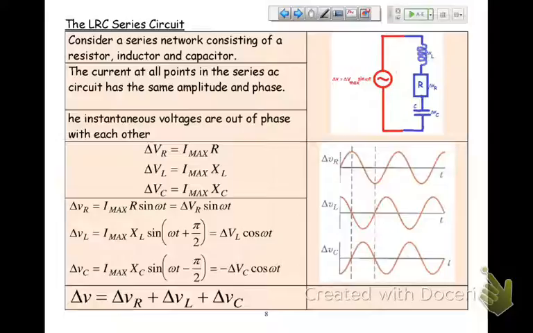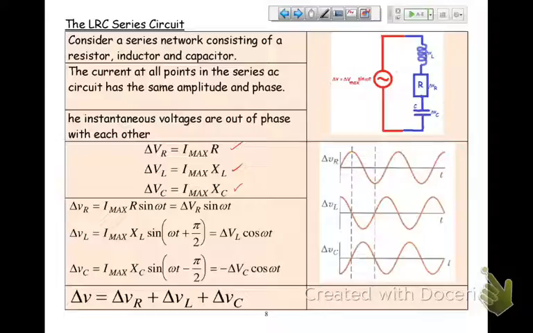So, okay, I can recognize that my voltage is equal to my maximum current times R. My voltage across the inductor is maximum current times XL, my voltage across the capacitor maximum current times XC. But there's a phase effect. There's an angular effect in time. So I got to express this more clearly.